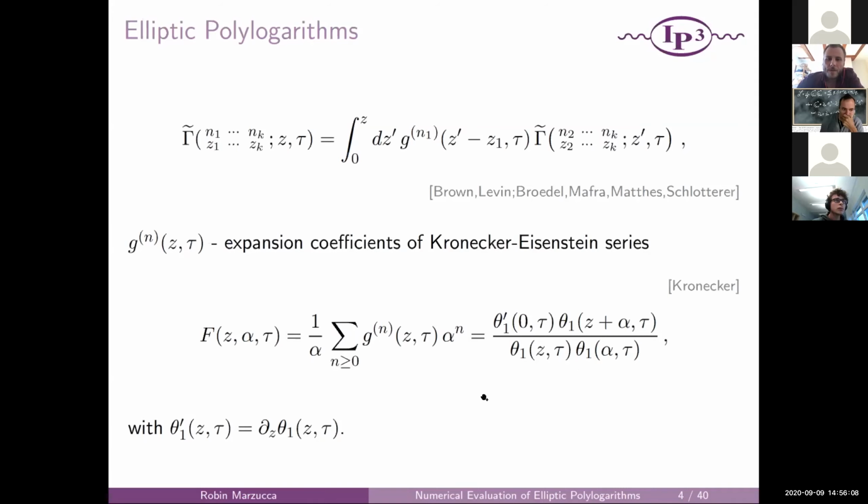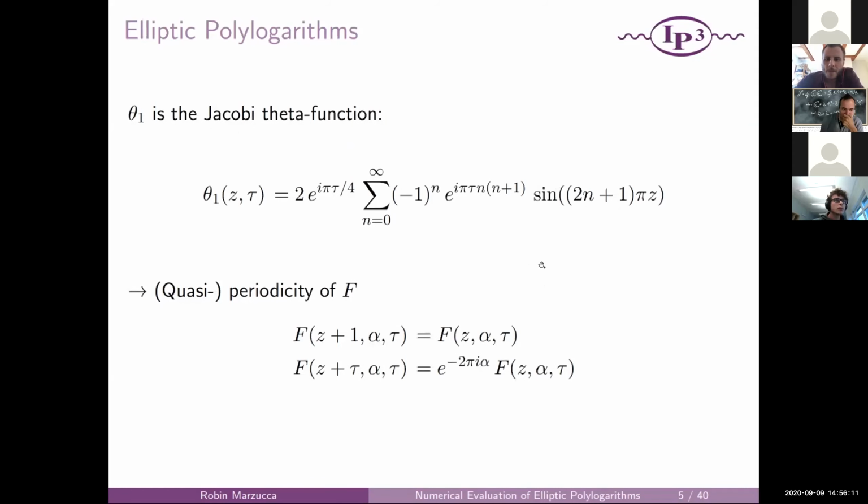The Jacobi theta functions, we heard this already yesterday from Stefan, have many different conventions, and this is the one we used, although I believe it doesn't really matter too much. We see here this sine of (2n+1)πz. So this F is periodic in z, and if you take the ratio, you'll find that it is also quasi-periodic in shifts in tau. If you shift your argument z by tau, you get the exponential e^(-2πiα) multiplying the Kronecker-Eisenstein series evaluated at z.